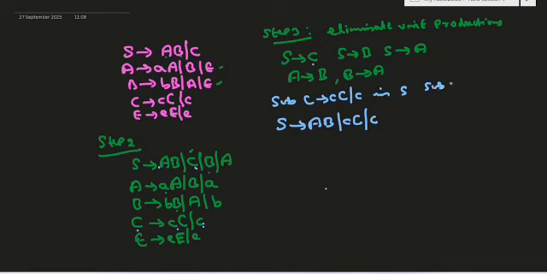Substitute B tends to BB and A. B tends to BB and B here. So when we substitute, we will write as it is. Now we have B and A. Now we will rewrite these productions. A tends to small a, capital A. B tends to small a.